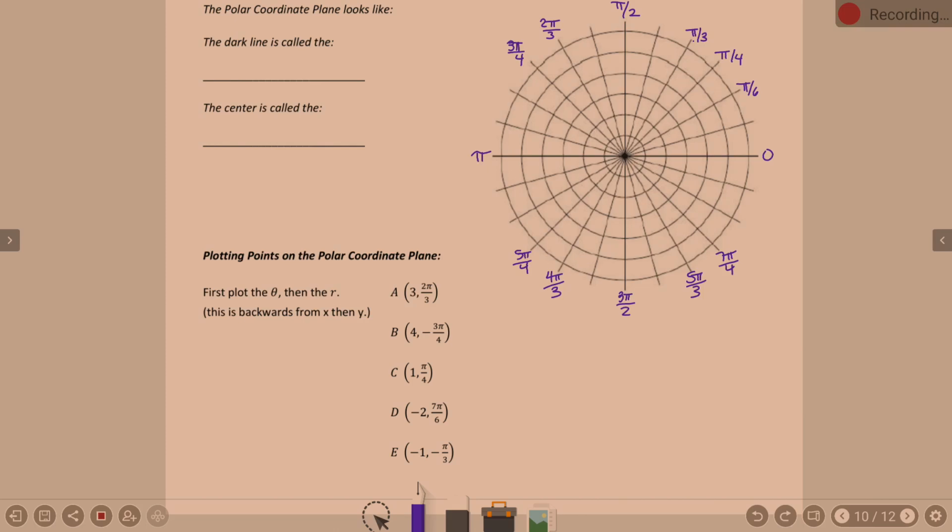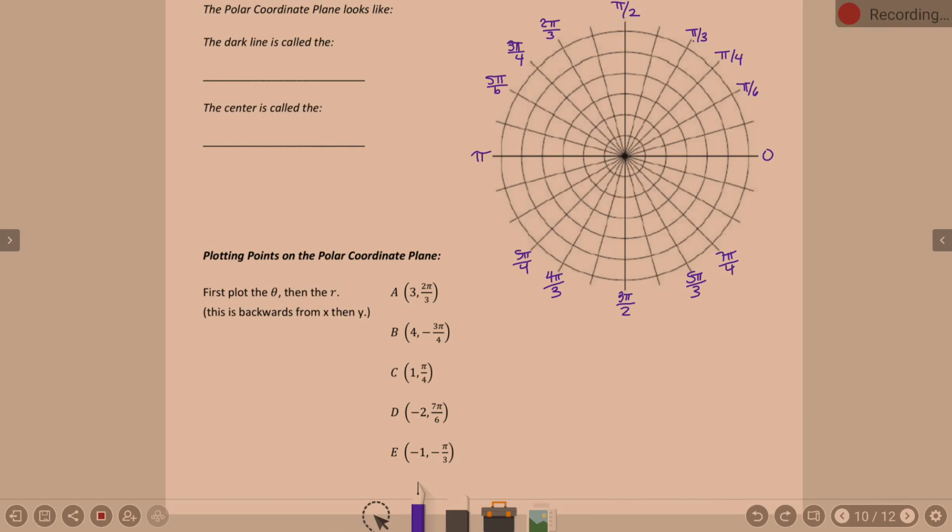2 lines more. 4/6, already reduced. 2 lines more. 5/6. So there's 5 pi over 6. I actually had to label one. 2 lines more, and now I'm at 6/6.